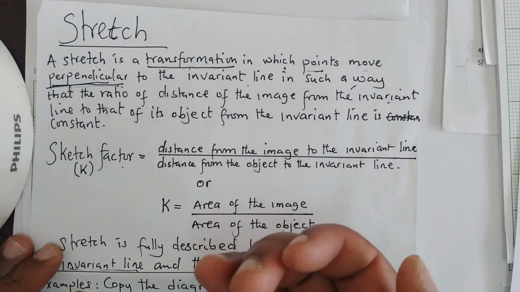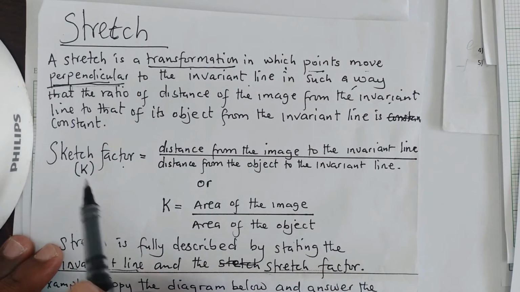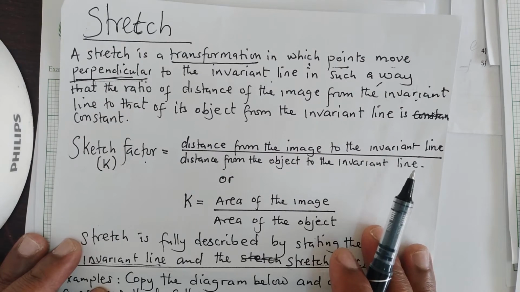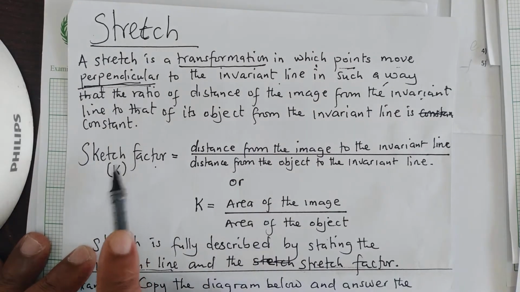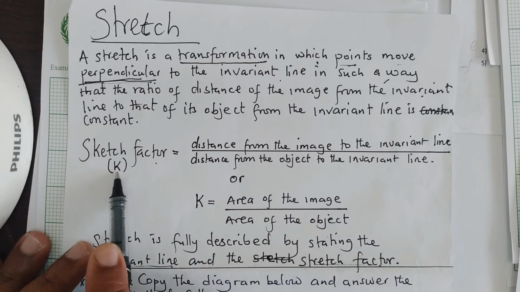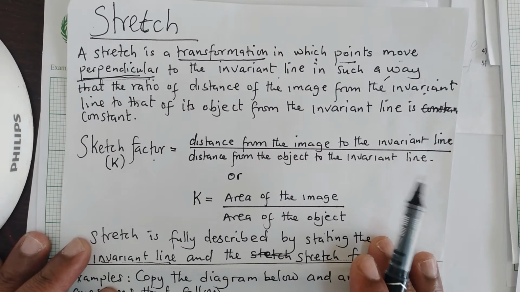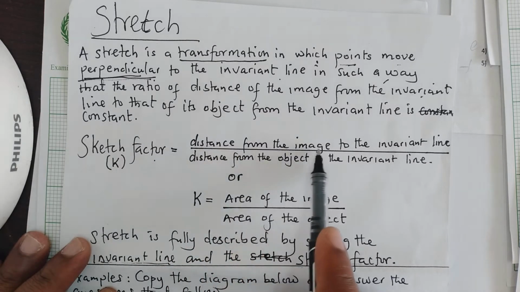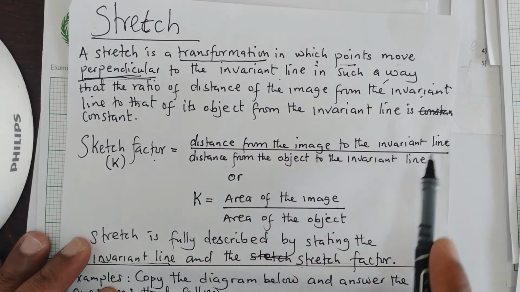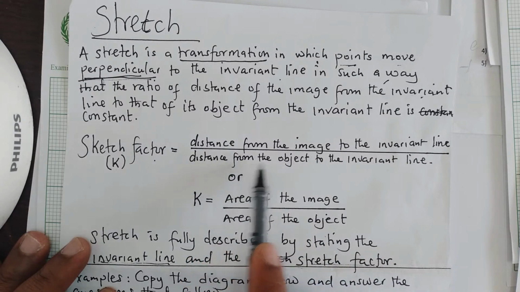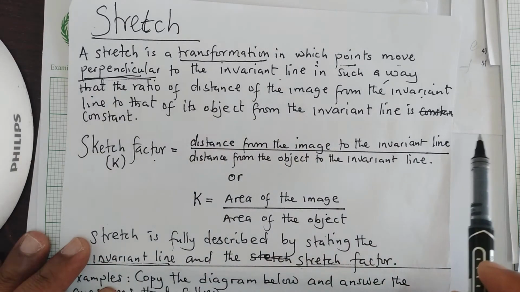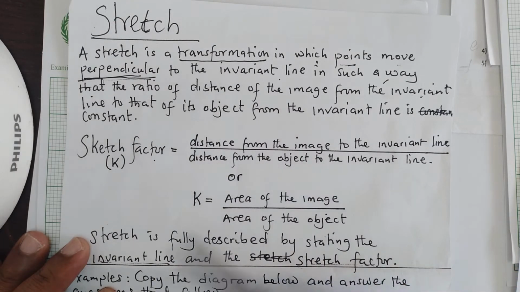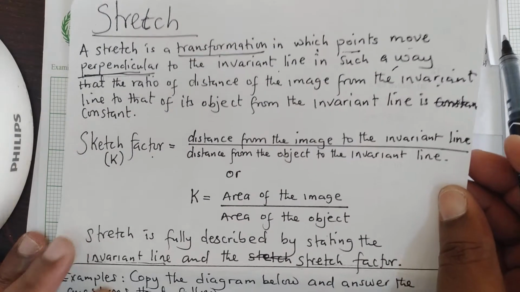Now, the size by which an object is pulled is referred to as a stretch factor, denoted by K. How do you find the stretch factor? You say the distance from the image to the invariant line divided by the distance from the object to the invariant line. So you need to know the invariant line. Find the distance of the image from the invariant line and the distance of the object to the invariant line. That is your scale factor.